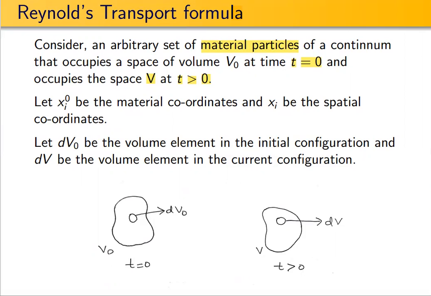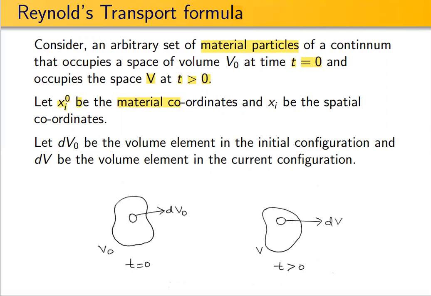So initially, when time t equal to 0, let the volume be V naught, an arbitrary part of the volume we have taken, and the same volume occupies the space V at time t greater than 0. Remember, our continuum is moving. So we have the material coordinates.